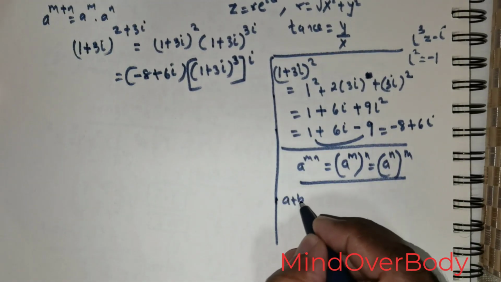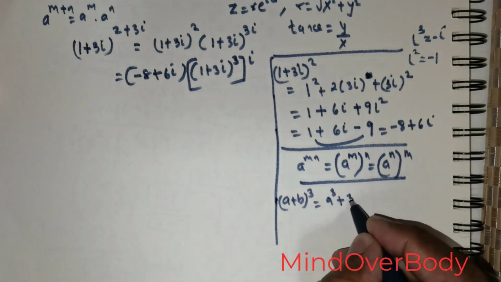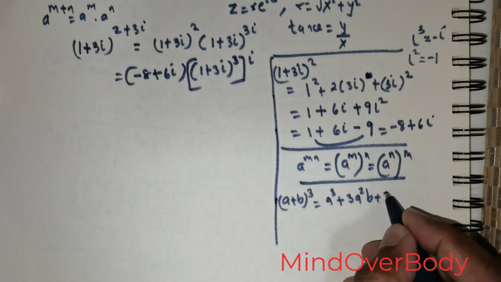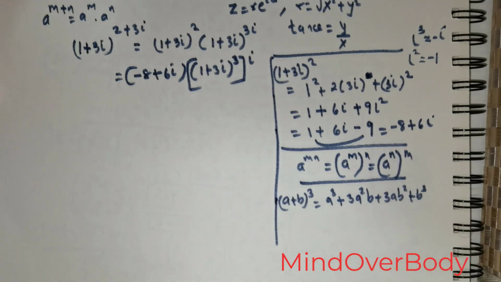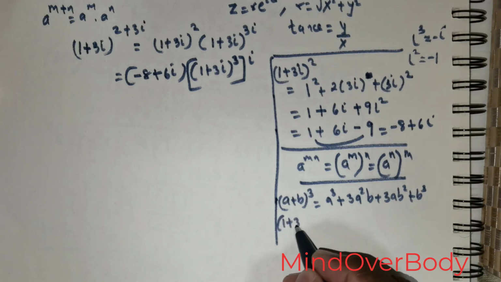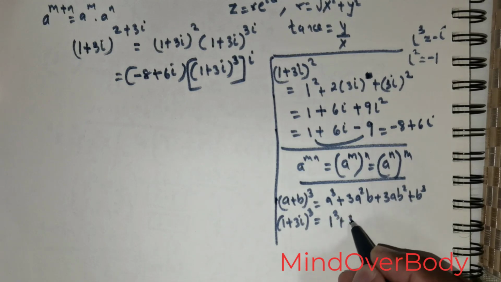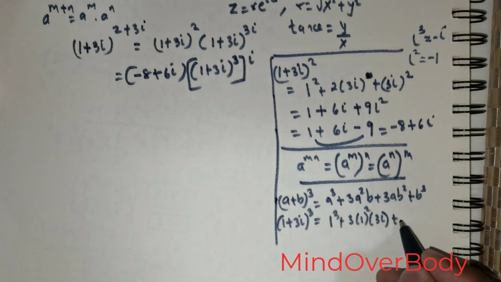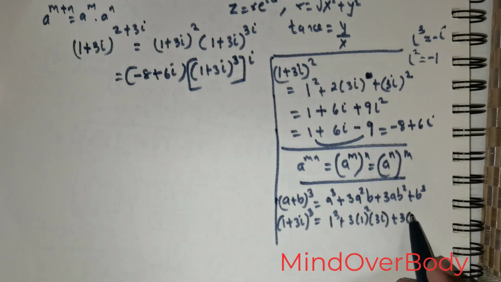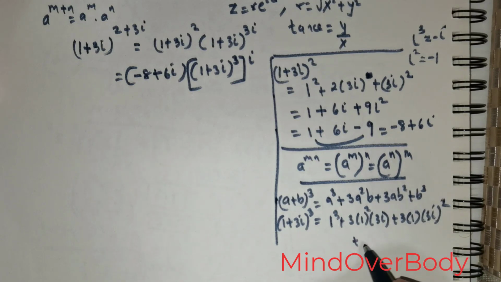Now I'm going to use the (a + b) raised to the power 3 formula, which is a cubed + 3a squared b + 3ab squared + b cubed. This is a formula I'm going to use. So I've got (1 + 3i) raised to the power 3, which is 1 cubed + 3 times 1 squared times 3i, followed by 3 times my a is 1, my b is 3i squared, plus my b cubed, which is (3i) cubed.